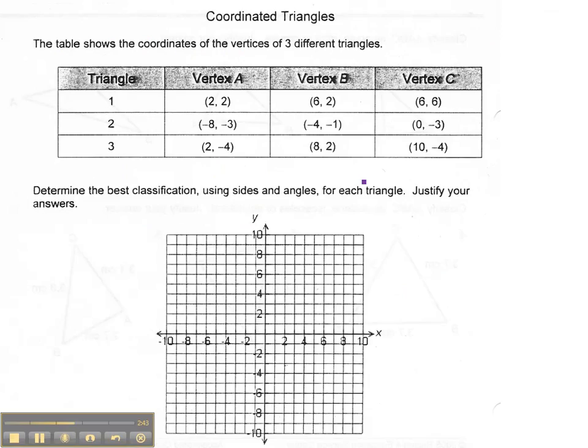Also want to do problem number, well, it's not a problem number for this one, but it's called coordinated triangles. I'm just going to do number 2, triangle number 2. Let's plot it -8, -3 for vertex A. So -8 is their x-coordinate, so 8 to the left, and then -3, 3 down. So there's vertex A. -4, -1, 4 to the left and 1 down, that's B. And then 0, -3. So 0 tells me that I'm not going right or left at all, but -3 tells me I'm going down 3.